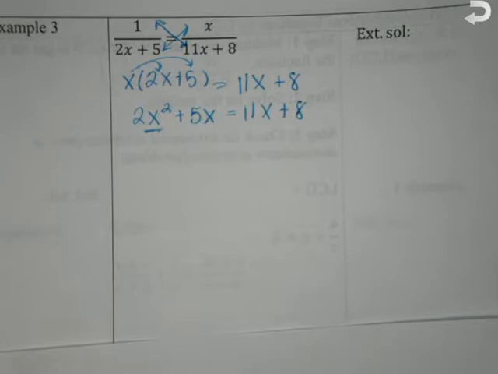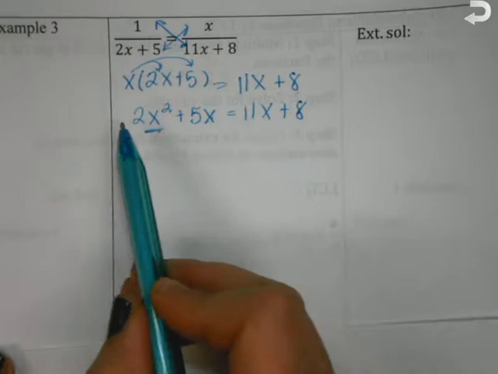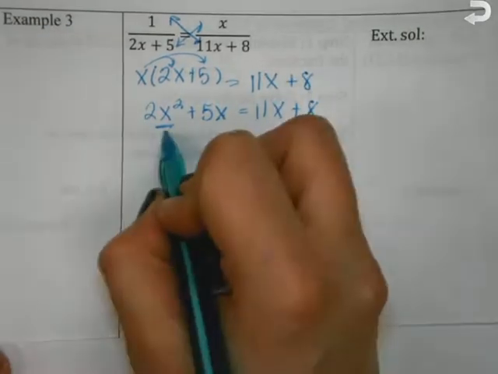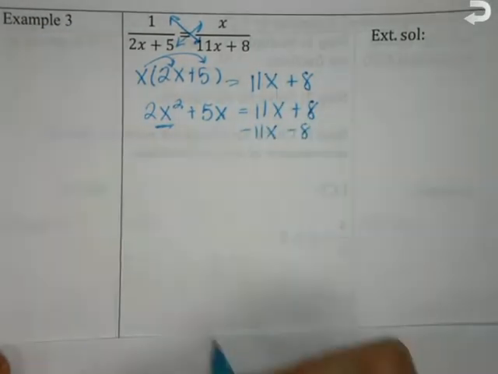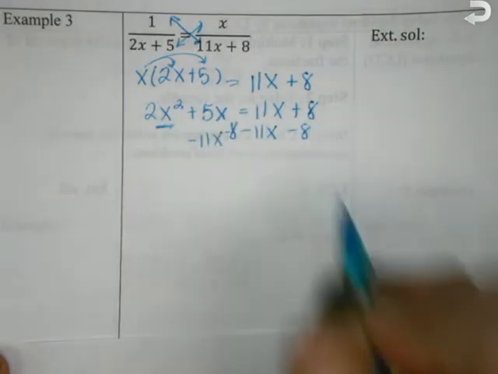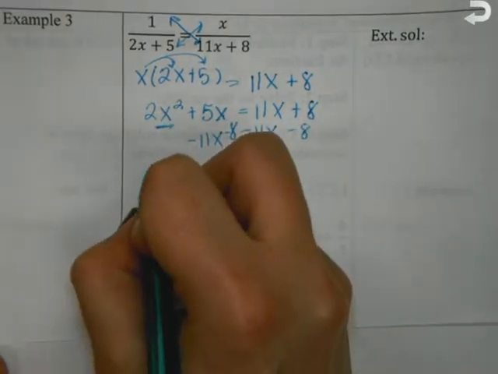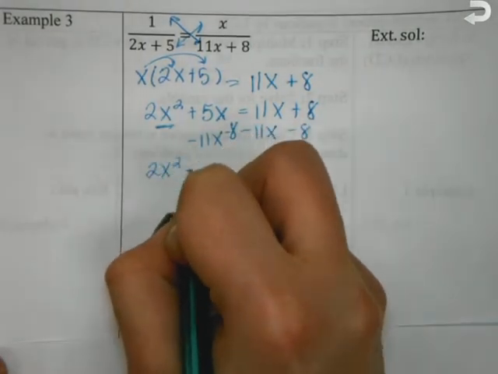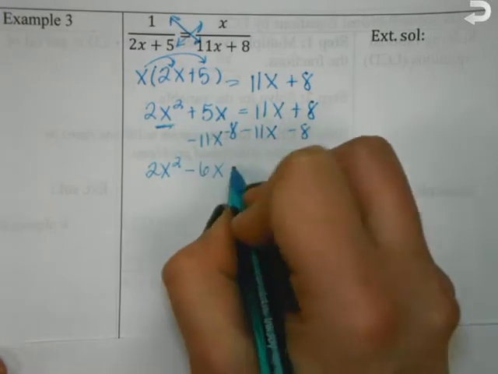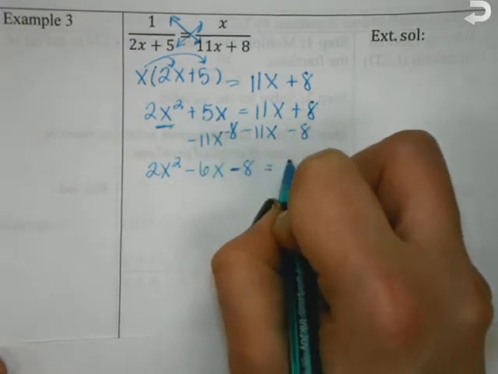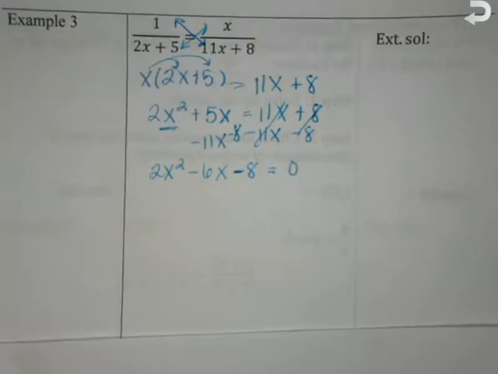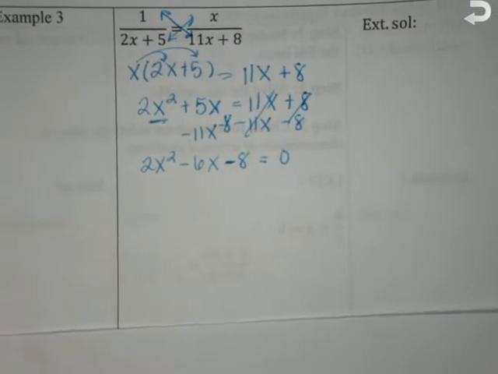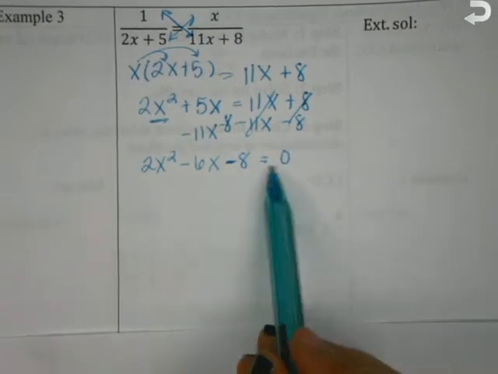So I'm going to subtract 11x and subtract 8. So that's going to give me 2x squared minus 6x minus 8 equals what? 0. A lot of you on the test were doing this, but then you forgot to get the whole thing equal to 0. Remember, that equal sign never goes away, so it's all equal to 0.